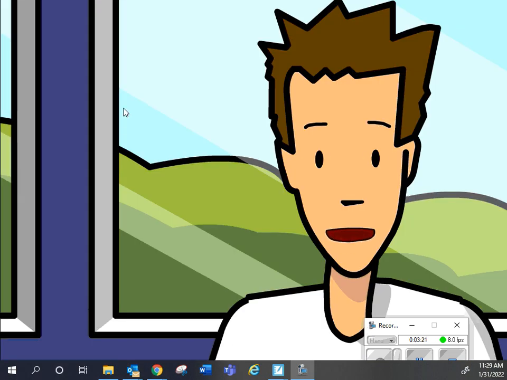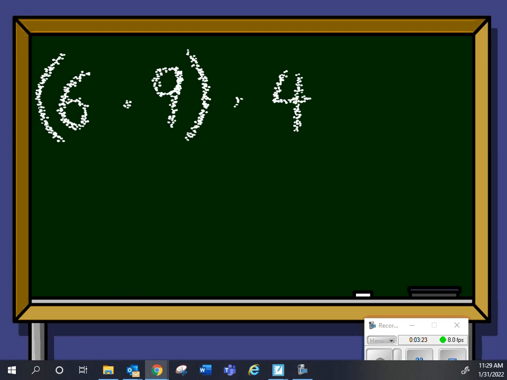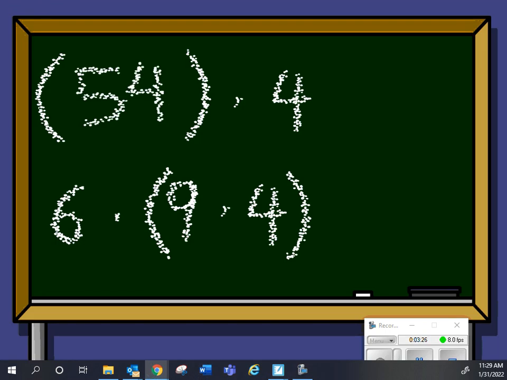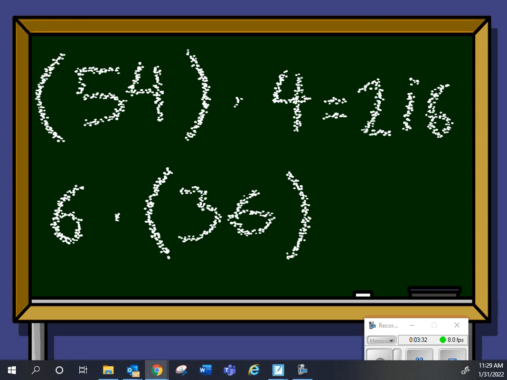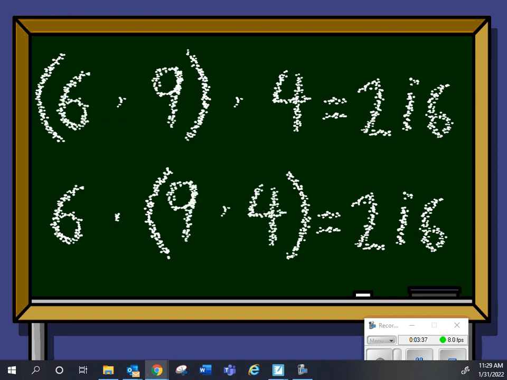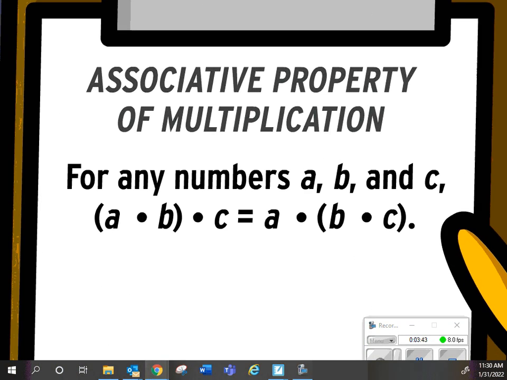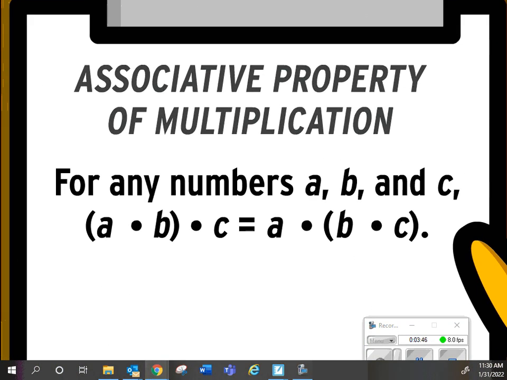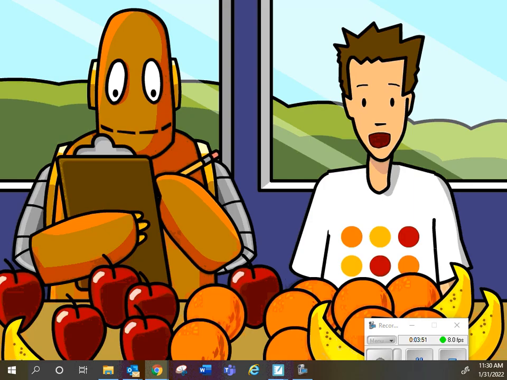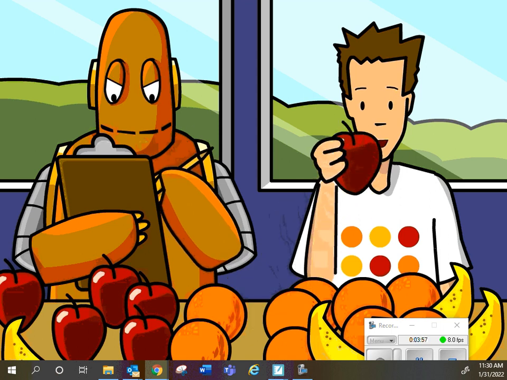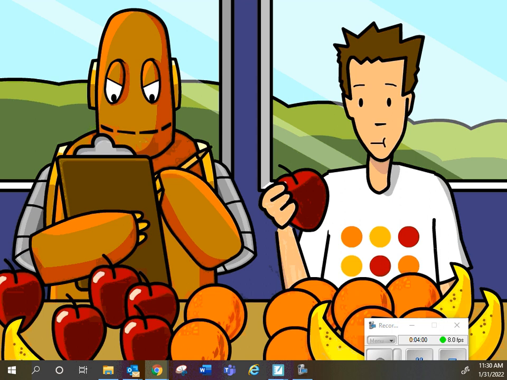The associative property works for multiplication too, but let's check it just to be sure. 6 times 9 equals 54, and 54 times 4 equals 216. 9 times 4 is 36, and 36 times 6 equals 216. It checks out. That's the associative property of multiplication. For any numbers A, B, and C, A times B times C equals A times B times C. And that's the associative property of work. Now can I have an apple? Thanks, Mommy.